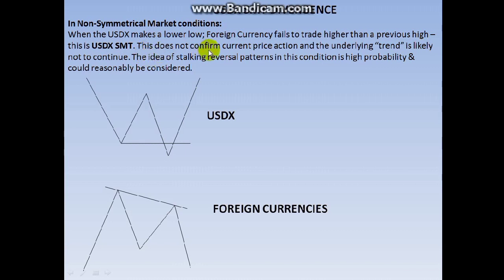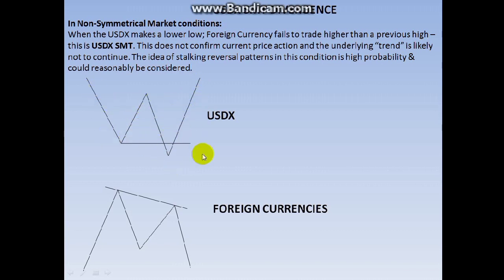This does not confirm current price action, and the underlying trade, you notice the words underlying trade, is likely not to continue. So now the idea of stalking reversal patterns in this condition is high probability and could reasonably be considered. In a situation where we have a bearish market, a risk on market scenario, in this example we have the USD index making higher highs, and this should not be higher than this. I made a mistake on this actually, but I hope we are getting the picture.